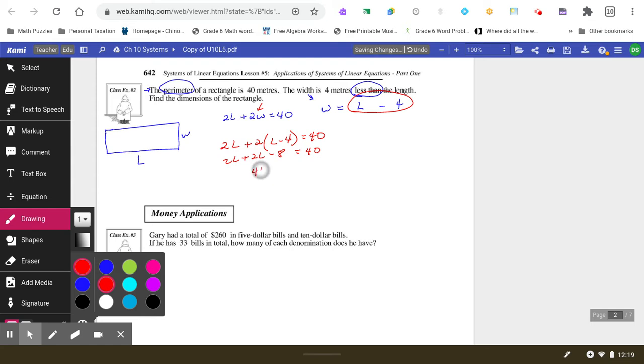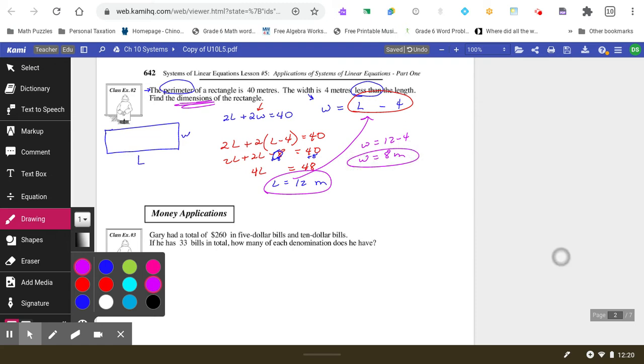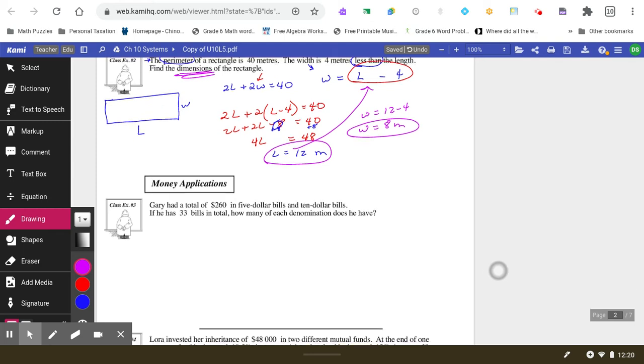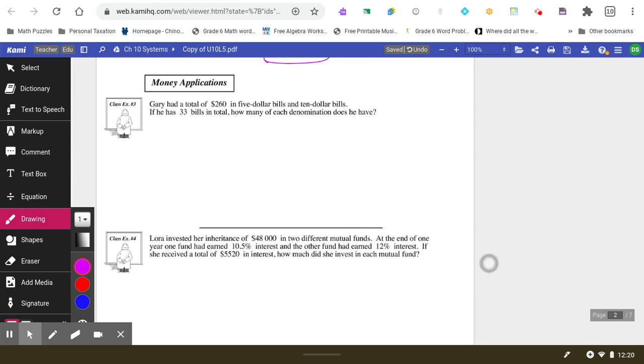Add 8, so I have 4L equals 48 if I add 8 to both sides to zero it here. So L equals 12. So the length is 12 meters. Put that answer right back into here to find the width. So your width is 8 meters. Make sure when it says dimensions, you state both. Of course, you could go and check it. I won't take the time to do that at this time.